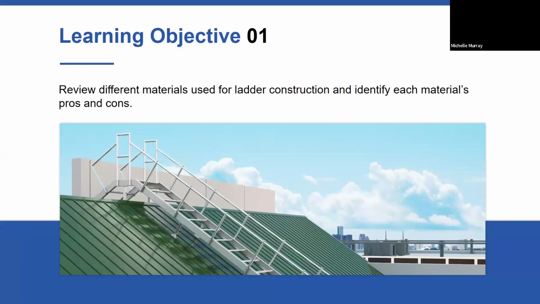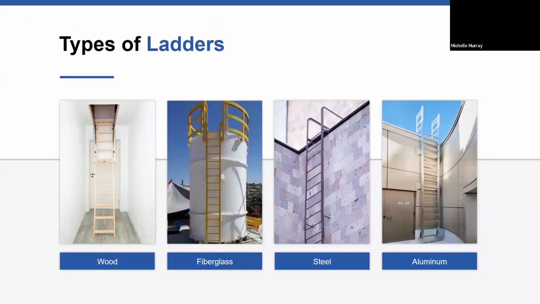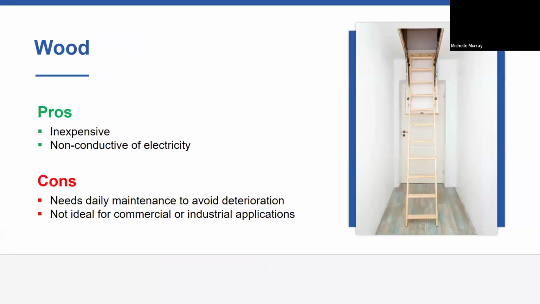So jumping right in, reviewing the different materials for ladders. These are the types of ladders available: wood, fiberglass, steel, and aluminum. We're going to look at the differences between these four.